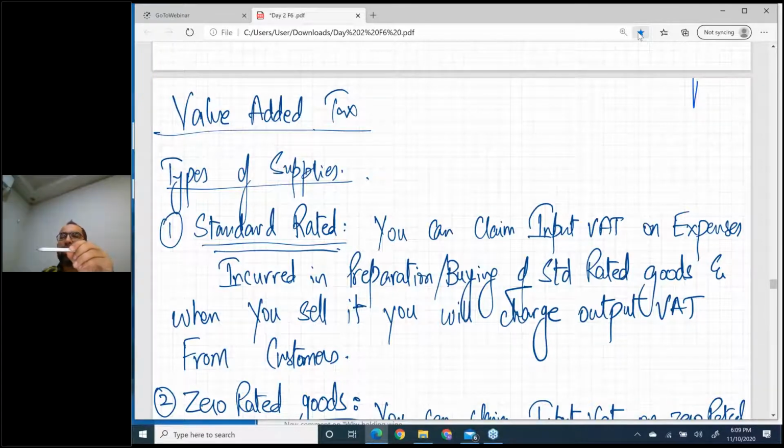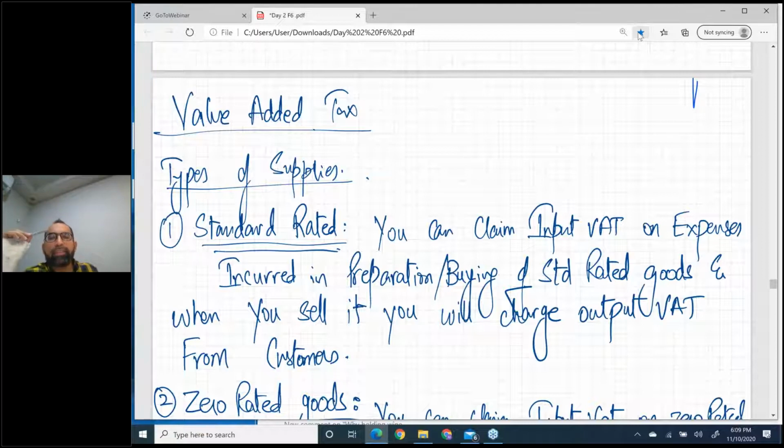Now if you incur any expenses, or you buy inventory to make standard rated goods, and you pay any VAT in the making of this standard rated good, you can easily claim input VAT. And when you sell this standard rated good to any customer, you will charge normal 20% output VAT from that customer.